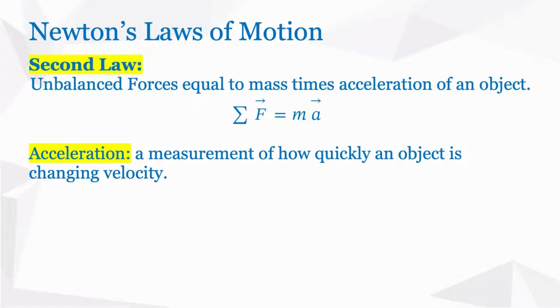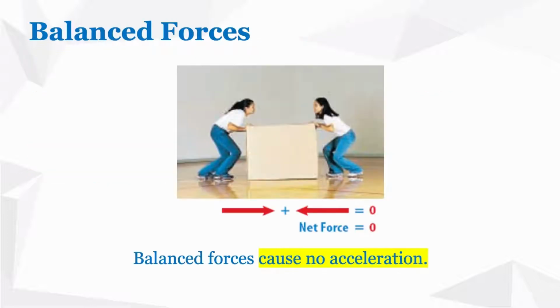Now we move on to Newton's second law of motion. It states that the net force acting on an object is equal to its mass times the acceleration of the object. Acceleration is a measurement of how quickly an object is changing its velocity.